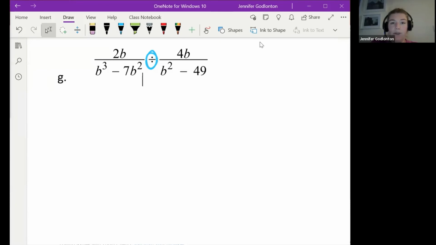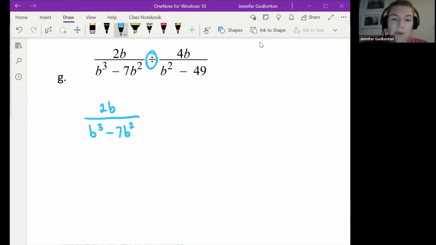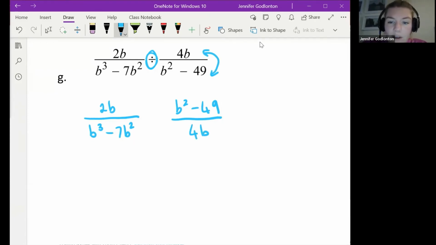I'm just going to write the first step, because if you mess up the first step, then everything starts falling apart. So the first thing that we want to do is keep our first fraction, 2b over b cubed minus 7b squared. So we're keeping our first fraction. We are flipping our second fraction, flipping the second fraction and changing the sign. That's our first step. So if you got that first step right, give yourselves a tick.